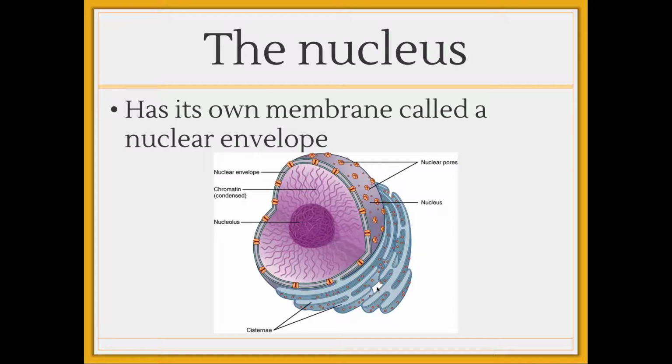So the nucleus has its own membrane, as I mentioned earlier. It's called the nuclear envelope. And the nuclear envelope is more selective than the cell membrane. It's very stringent on what it will let enter into the nucleus. And that's very important because it doesn't want anything to enter that could damage our genetic information.